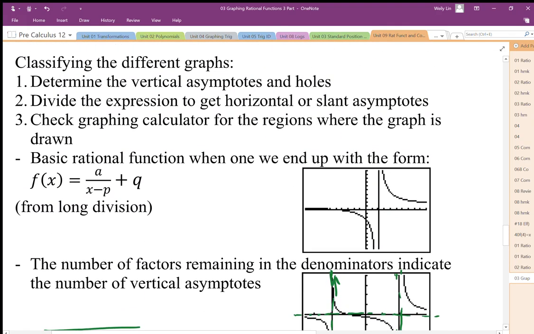Some of the steps are going to be: we determine the number of vertical asymptotes and holes from our denominator. We divide to get horizontal or slant asymptotes, or we can use end behavior with limits to get horizontal asymptotes. We can check on our graphing tools to see what regions we're drawing in, so it's always a good idea to check your graphs on a graphing tool once you've done the best you can with the parts that you know.